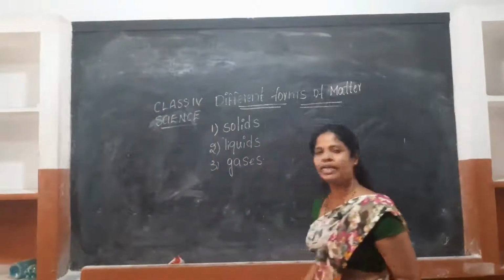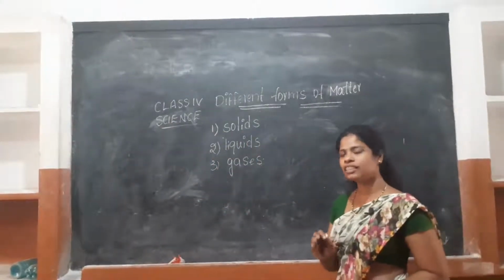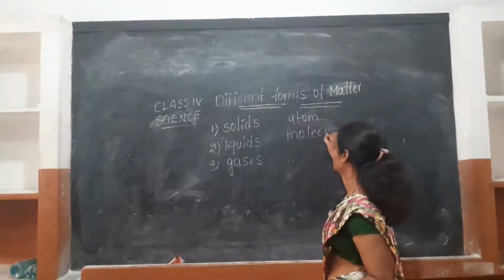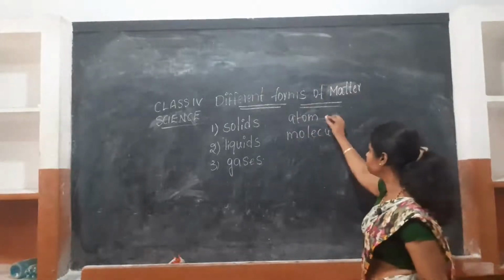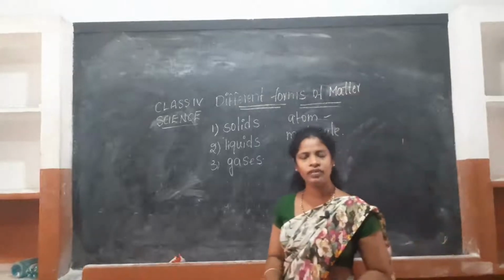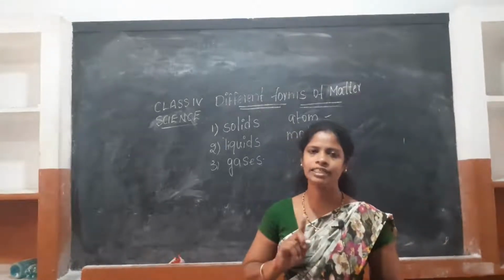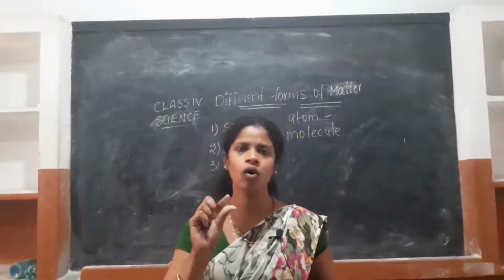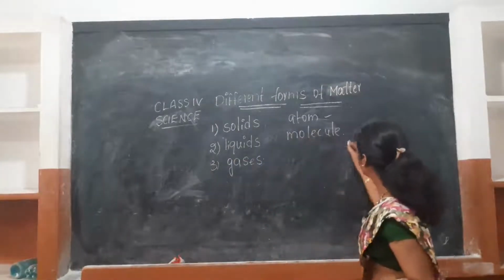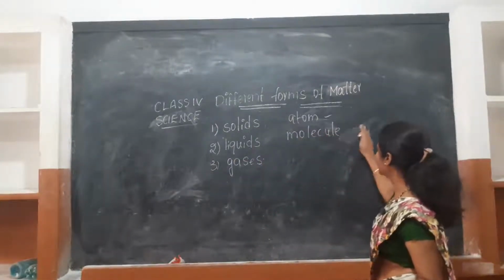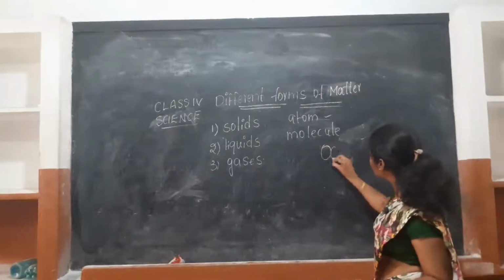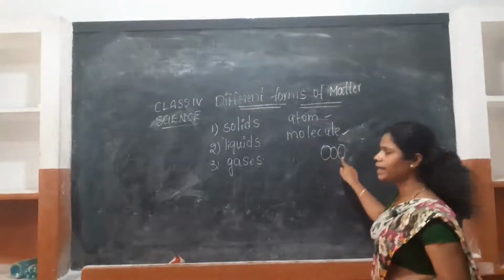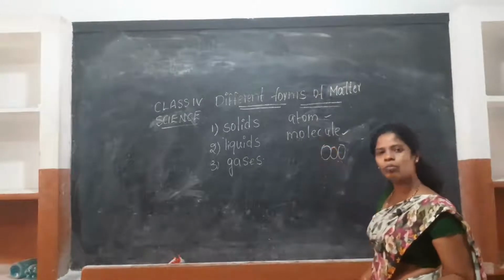Look children, in solids, we have already learnt the definition of atom and molecule. What is atom? Matter is made up of tiny particles called atoms. So, if this is the atom, two or more atoms combine and form a molecule.